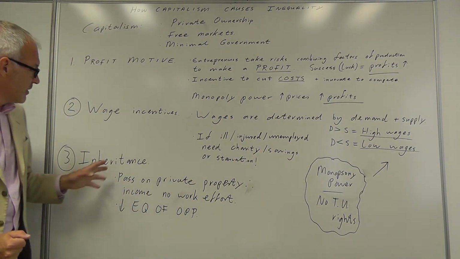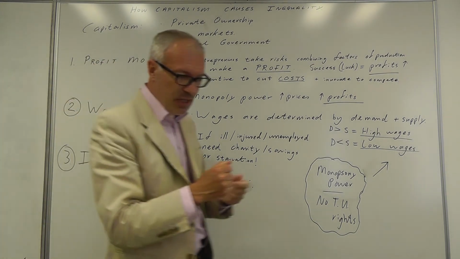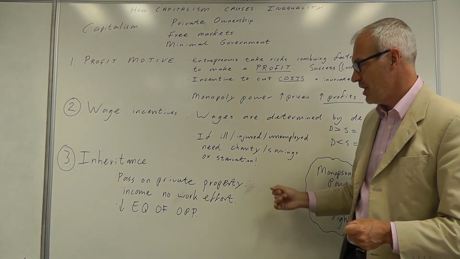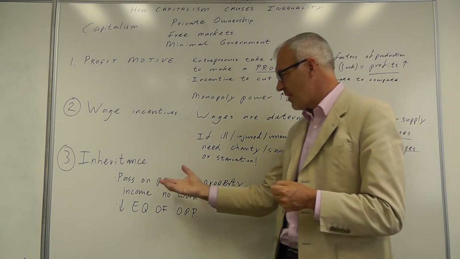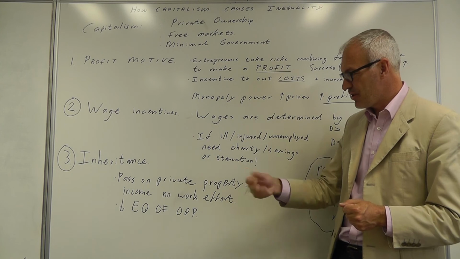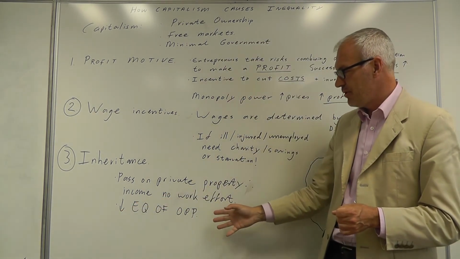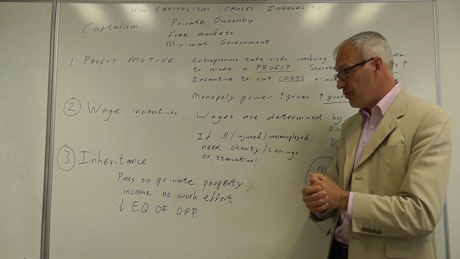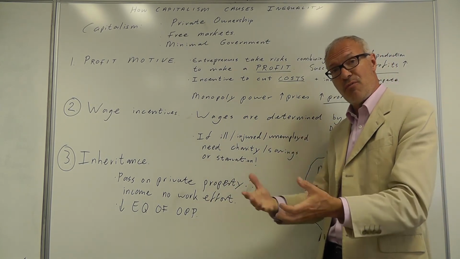And thirdly, we've got this problem with inheritance. In a capitalist system, you can inherit wealth, you can pass on private property, which means that people can receive income from that private property with no effort whatsoever, if they're second or third generation. And also this tends to reduce equality of opportunity for those that don't receive property. So this tends to accentuate the resulting inequality of wealth.